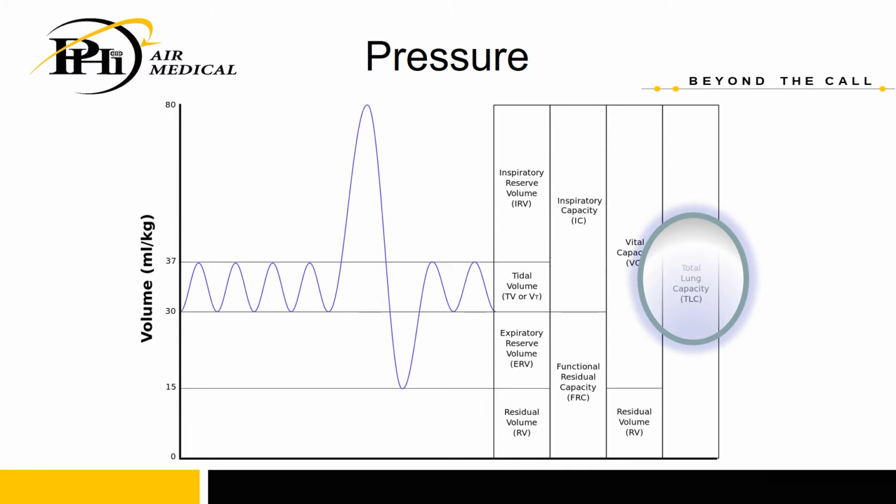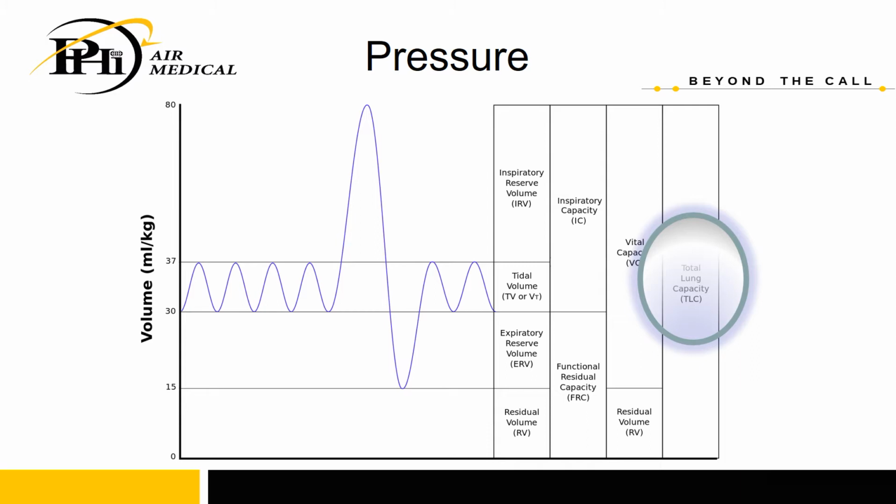So if you take a male who is 6'2", a little taller than I am, and you look at his ideal body weight, he has an ideal body weight of somewhere around 80 kilograms. So you take that 80 mLs per kilo into that 80 kilogram ideal body weight patient, and he has a total lung capacity of somewhere in the neighborhood of 6,400 milliliters, or 6.4 liters, that he can fit into his lungs. Just think about that for a second.